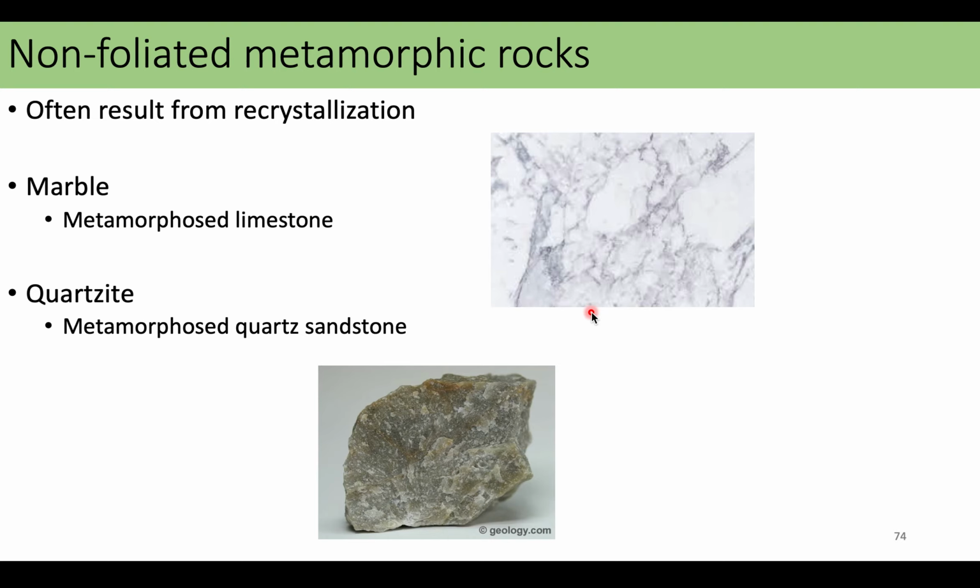So those are our foliated rocks. We can also have non-foliated metamorphic rocks. So this would be something like quartzite, which is here, an example here. This is a metamorphized sandstone.